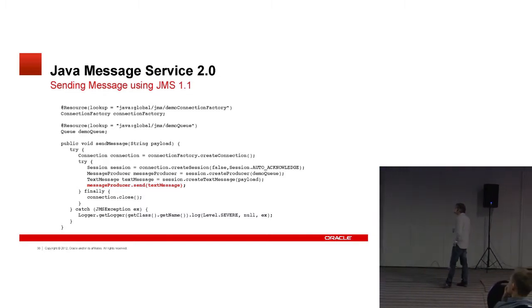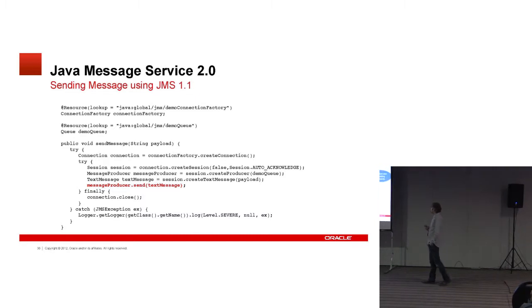But to reach that point, we have to do a lot of stuff. We first need to create different intermediate objects. So we need a connection. From the connection, we need a session. From the session, we need a message producer. And here, I'm transforming my text payload into a text message format. So we create a lot of intermediate objects, which is not really useful.